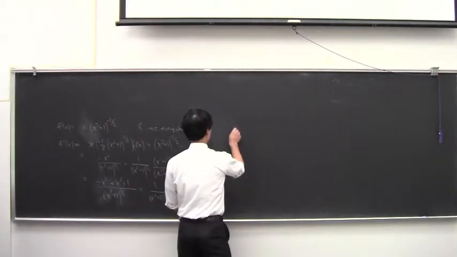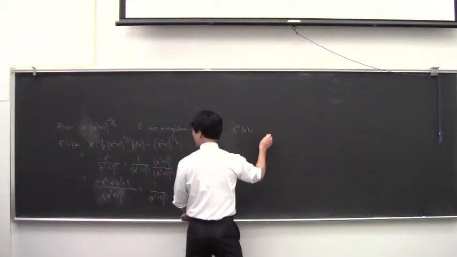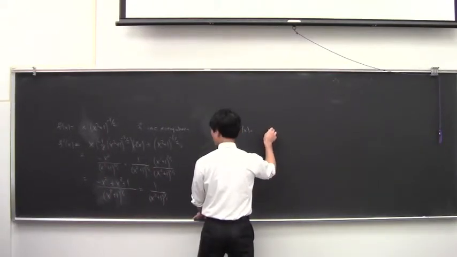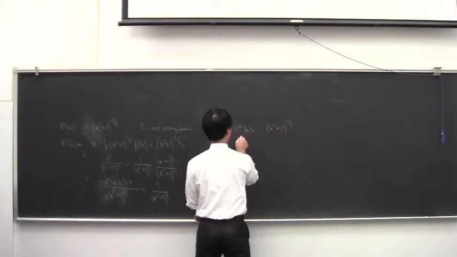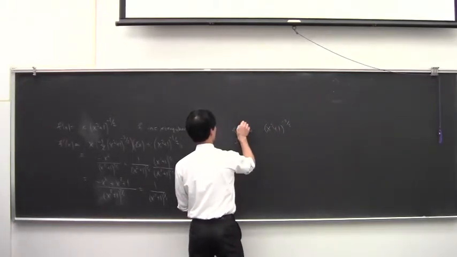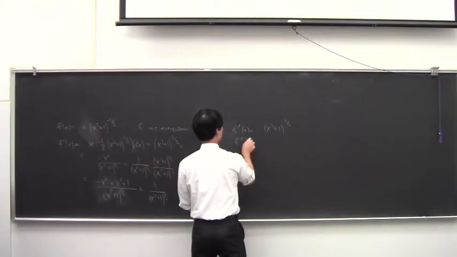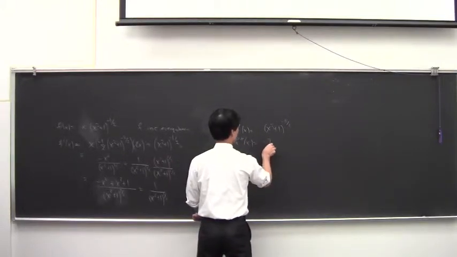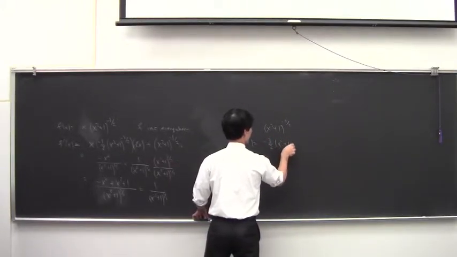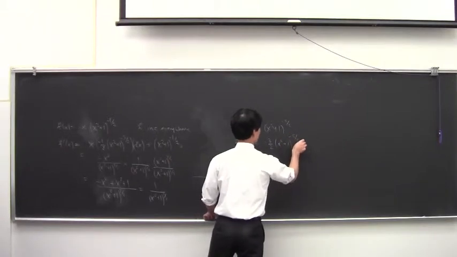Okay. So let's take the second derivative. Okay. And you get, so this is (x squared plus 1) to the negative 3 halves. We differentiate it. Oops. Take the second derivative. Right? You get negative 3 halves (x squared plus 1) to the negative 5 halves times 2x.